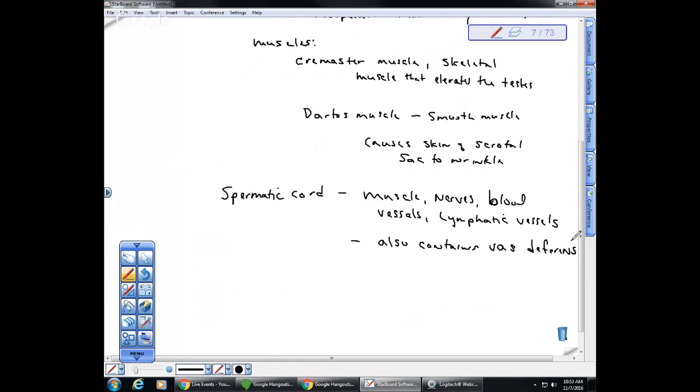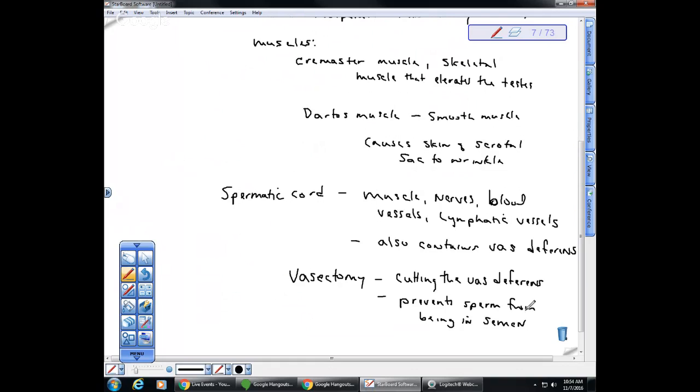And so when we have individuals getting a vasectomy, it's important to realize that they do not cut the entire spermatic cord, right? This is just cutting the vas deferens in the spermatic cord. And so this prevents sperm from being in the semen. Okay. So think vasectomy. Ectomy means to cut, and so that's just cutting of the vas deferens.